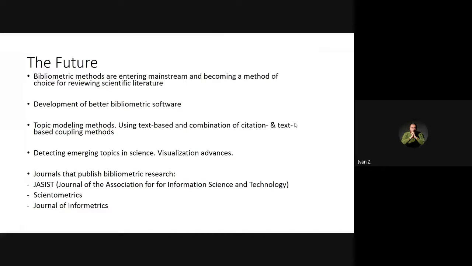If you want the methods literature, there are three journals where bibliometric methodological research is published. One is the Journal of the Association for Information Science and Technology, the other is Scientometrics, and the third is the Journal of Informetrics.